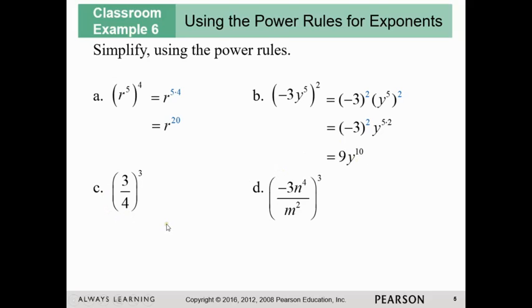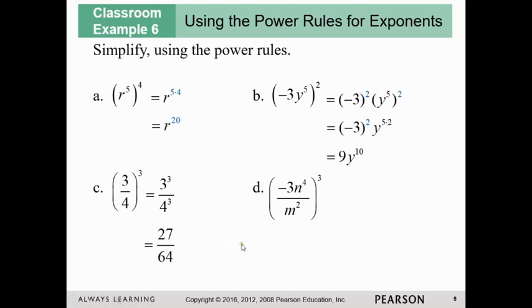And in C, we have a quotient to a power. So remember, the way we handle that is we apply the power to both the numerator and the denominator. So we're going to have 3 to the third over 4 to the third. So 3 to the third is 27, 4 to the third is 64. So this simplifies to 27/64.